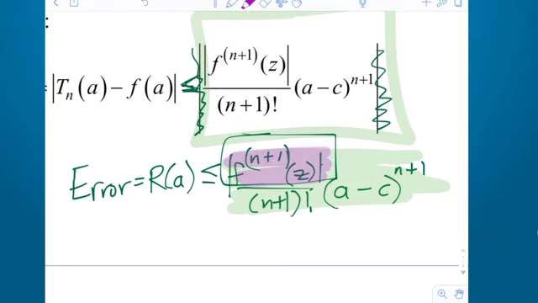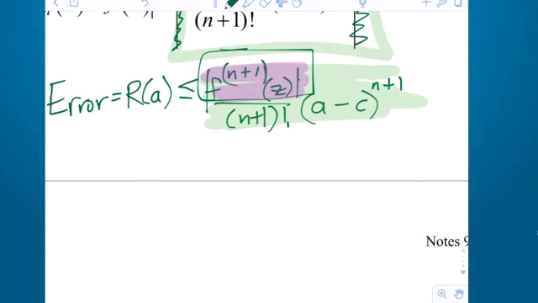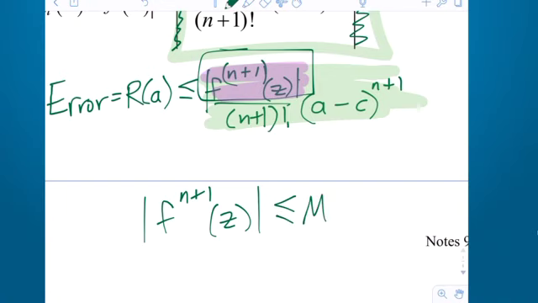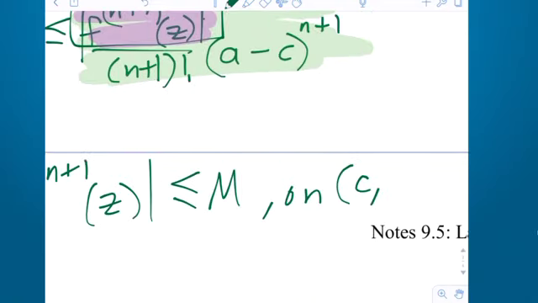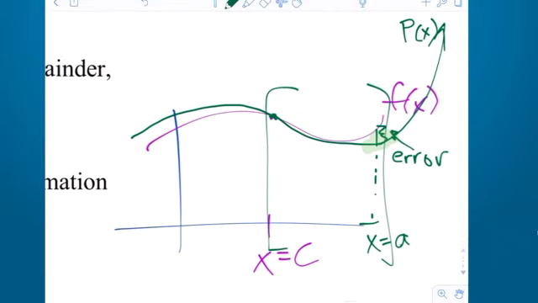Well, let's talk about this value. That value, if we could say that this right here, the n plus first derivative at some value of z, is, let's say, less than or equal to some maximum value. We'll call it M, on the interval. We're only interested in the interval from our center c to our approximated value a. So if we come back up here, we're only trying to bound the error on this relevant interval right here. C is our center, and a is the value we're approximating at. Outside of there, we don't care.